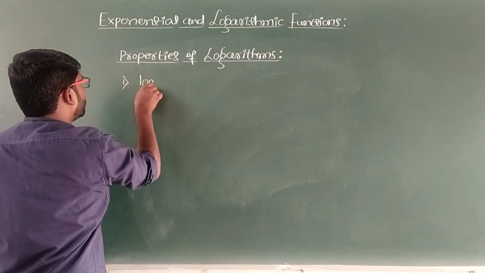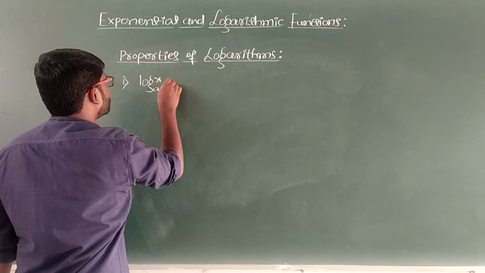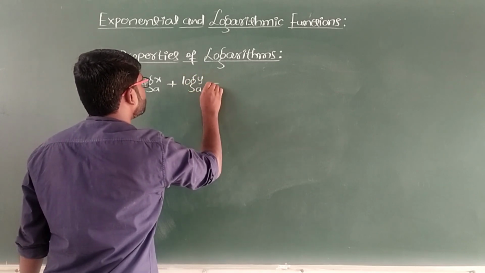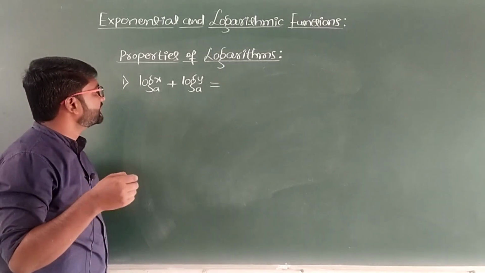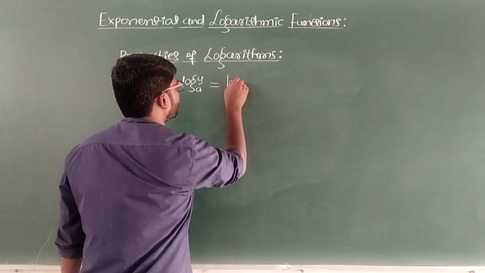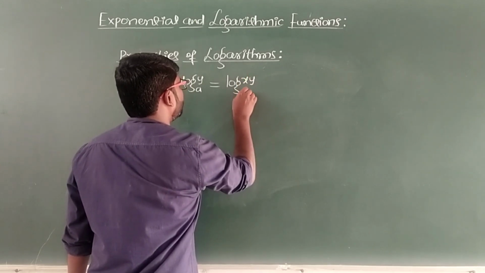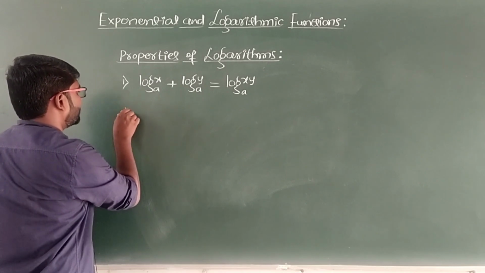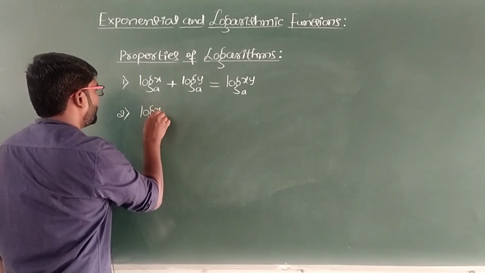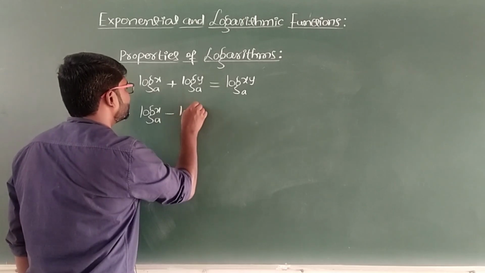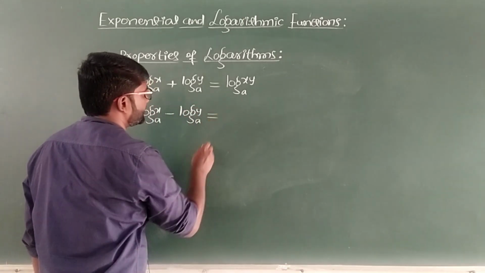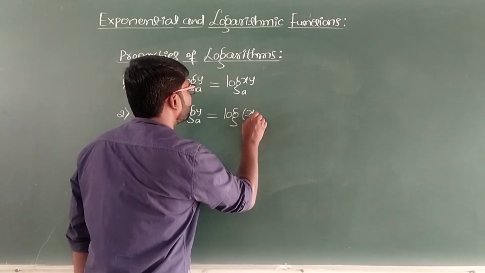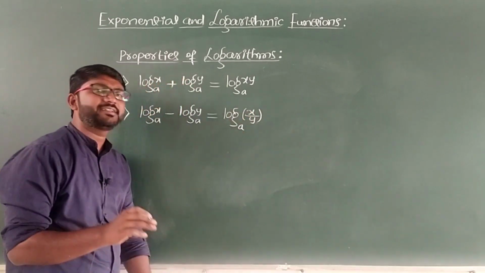Log x to the base a plus log y to the base a can be written as log of xy to the base a. So this is nothing but the product rule. Second one, log x to the base a minus log y to the base a is equal to log of x by y to the base a. This is the difference rule.